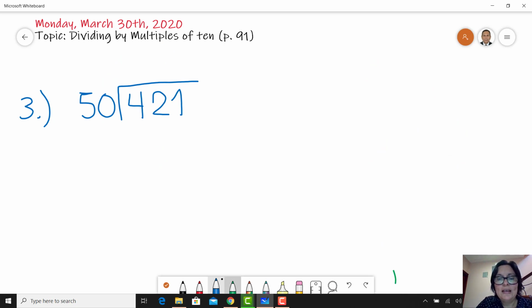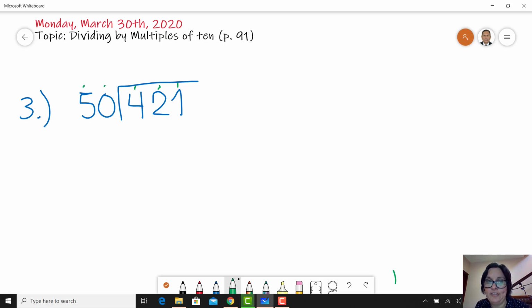Okay, number 3 says 421 divided by 50. How many numbers do I have in the divisor? 1, 2: 5 and 0. So I will take 2 numbers from the dividend, 4 and 2. Now let's compare. Can 42 be divided by 50? No, right? Because 42 is less than 50. So we have to take another number from the dividend.